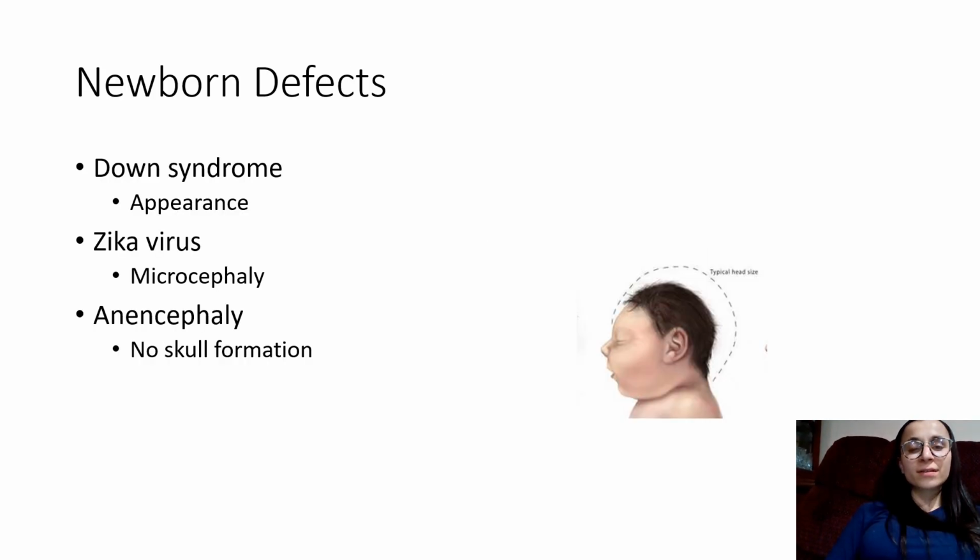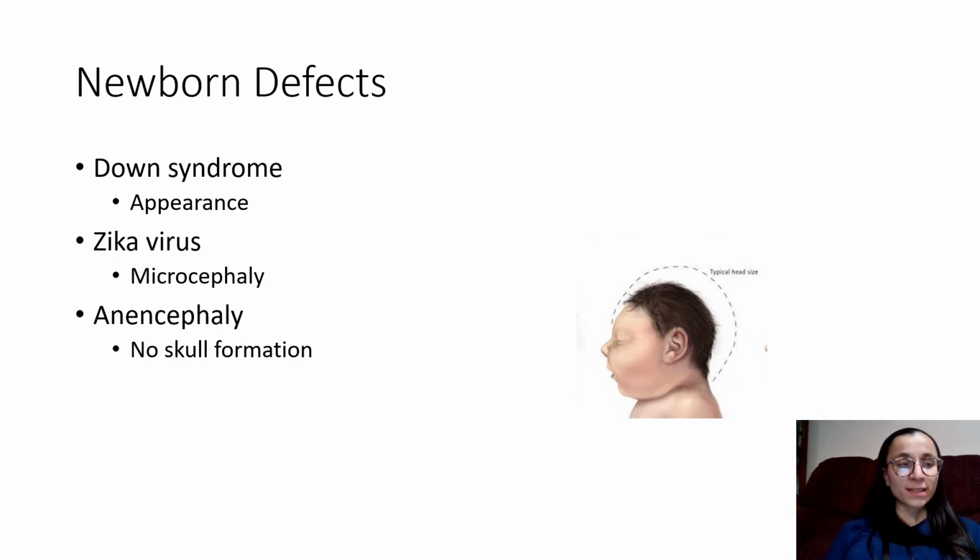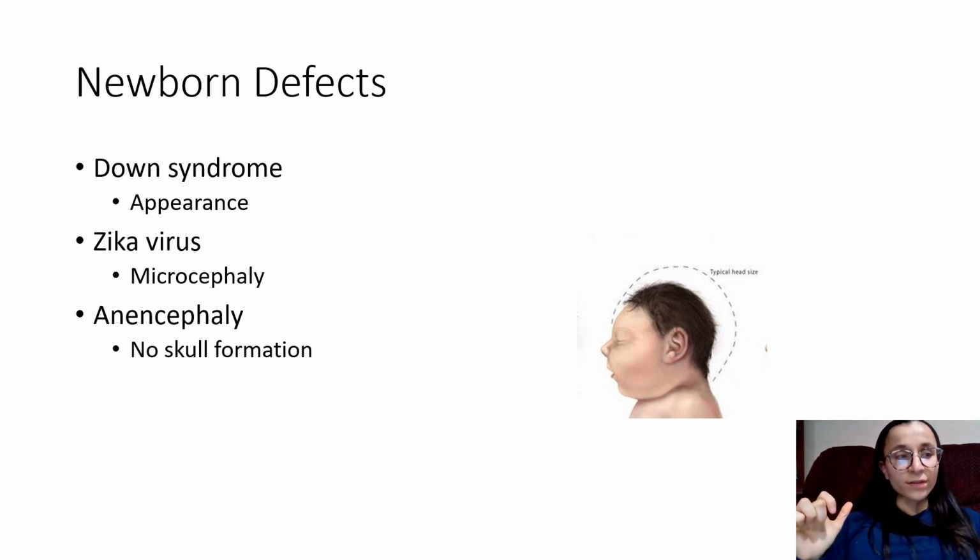Some newborn defects: Down syndrome. I would just know the appearance of a Down syndrome baby so you can recognize it. They usually have a single transverse crease on the palms of their hands. They have low-set ears, a flat nasal bridge, a protruding tongue, and hypotonia, meaning they're not as active.